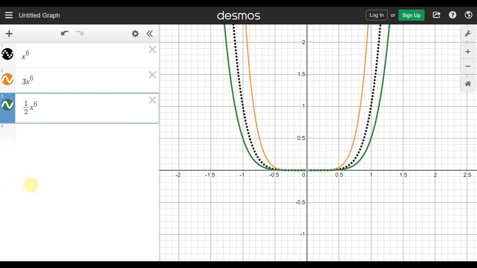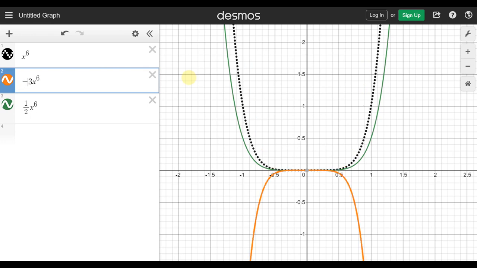Now what happens if I manipulate these numbers a step further by putting a negative in front of them? Well, if you know something about how general translations work, then you would expect that if I put a -3 in front, it's just going to flip the direction of that graph.